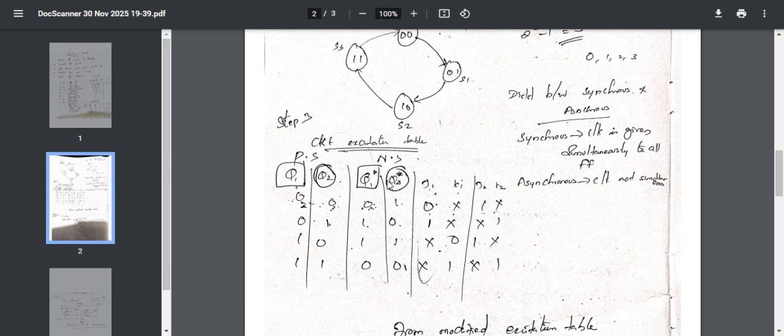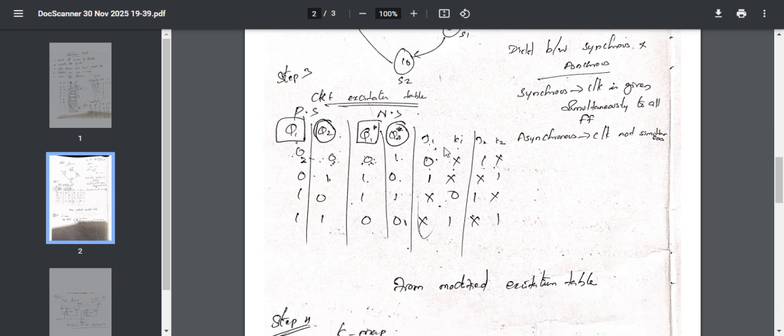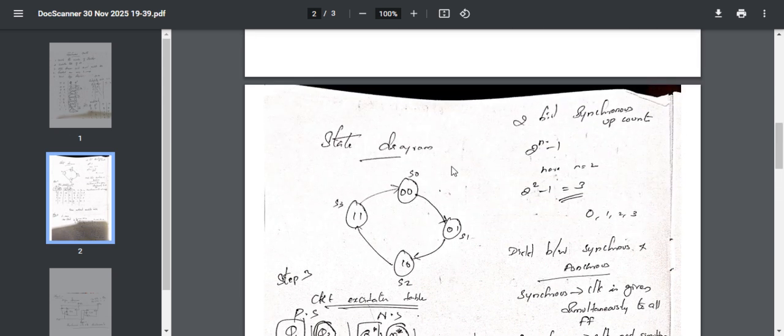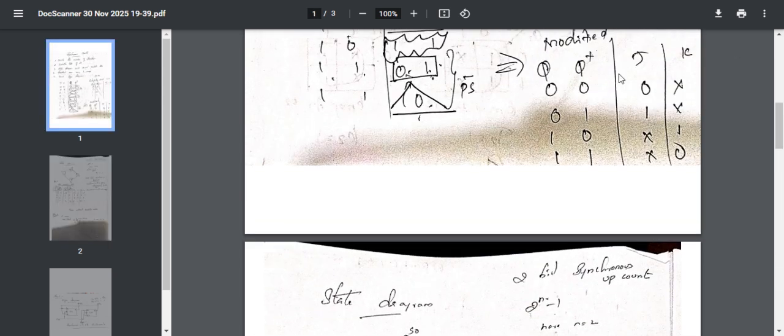Now, with the help of this, we need to find the outputs J1, K1 and J2, K2. To find J1, K1, we need to compare Q1 and Q1 star. So when the input is 0 0, your output is 0x. From where do you get the 0x? From this table which we have. The input is 0 0, the output is 0x. Okay.